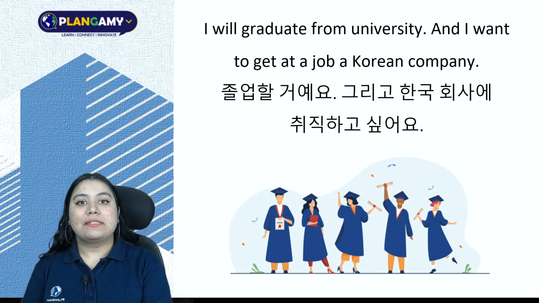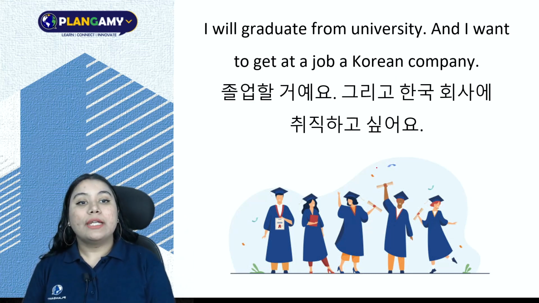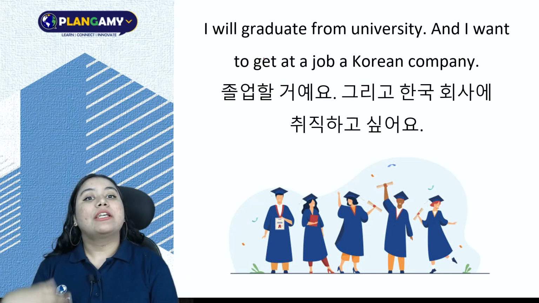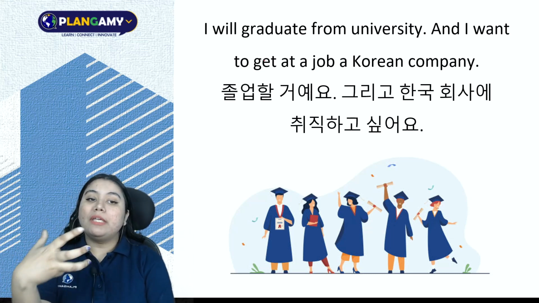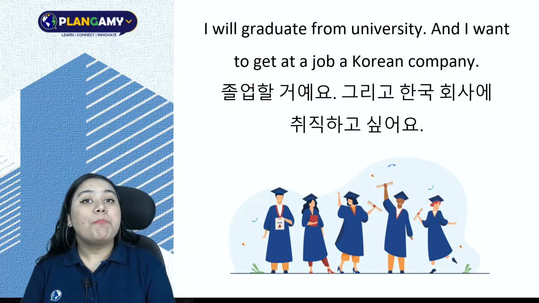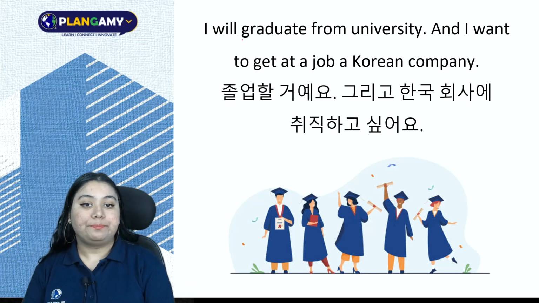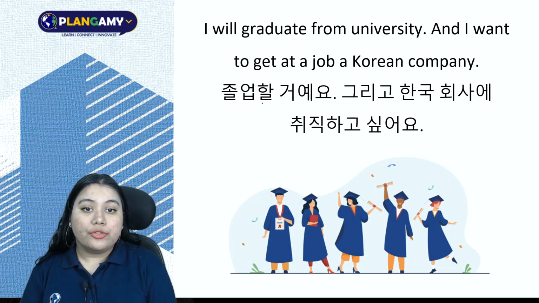Okay. Next sentence. I will graduate from university and I want to get a job at a Korean company. Okay. I will graduate from university. This would be future tense. Future tense, 을 거예요. Right? So 졸업하다 is to graduate. So to 졸업하다, I add 을 거예요. So 졸업할 거예요. So I will graduate.